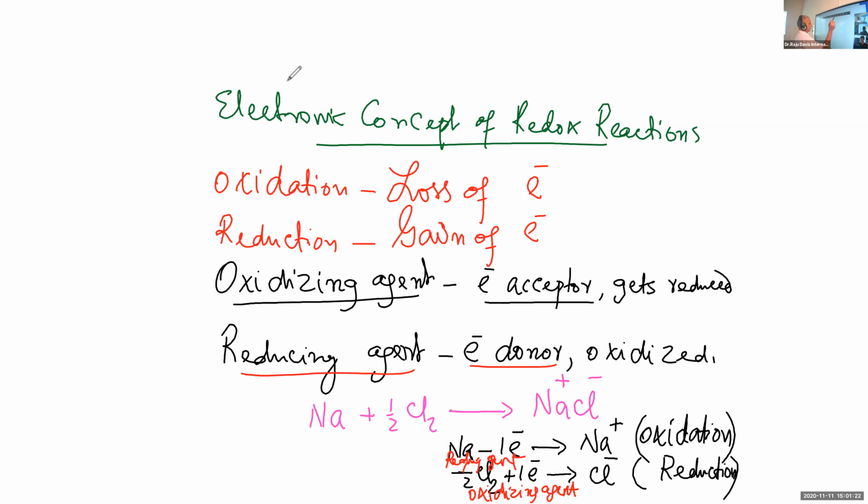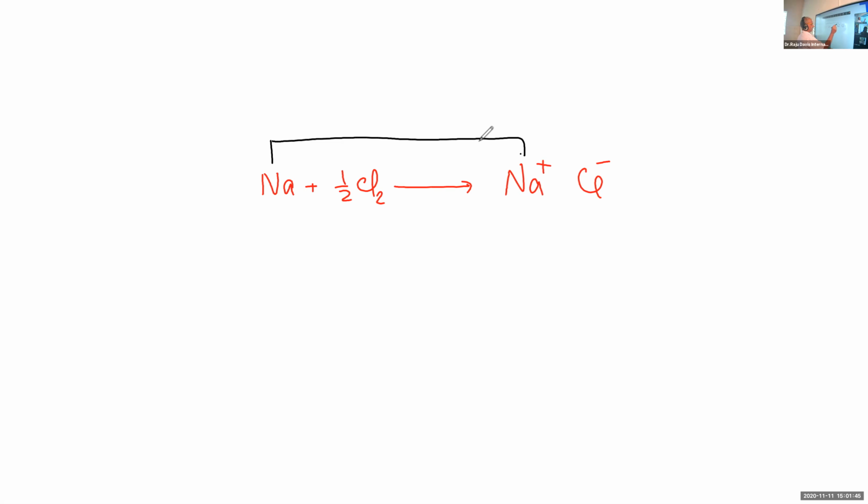I can show it in another way. Say here there is sodium plus half Cl2 giving Na plus Cl minus, sodium chloride. During this change, sodium is converted to Na plus ion. When sodium is converted to Na plus ion, one electron is removed, minus one electron. And therefore, it is oxidation.